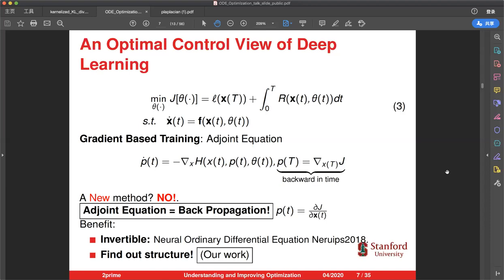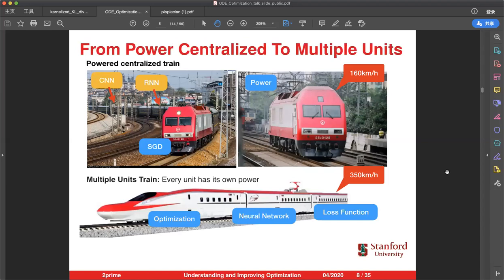I think this slide is just borrowed from an optimization researcher. He wants to say that optimization is very successful and very important. Why? If you consider the neural network as a train, then the stochastic gradient descent method is the single powered unit of the train. But if you want to have a better train, every unit should have its own power. So we should combine the optimization, neural network, and other things together.